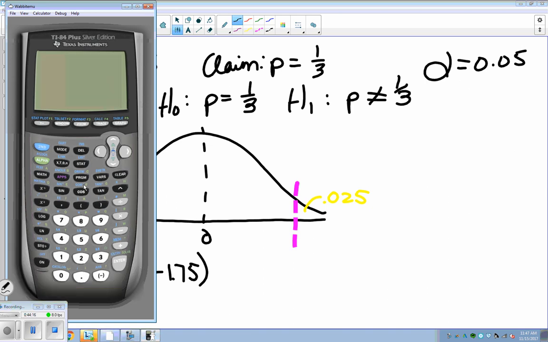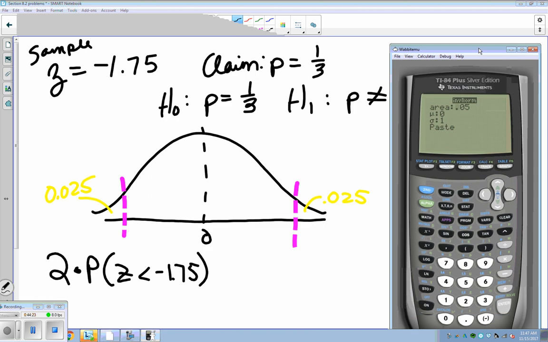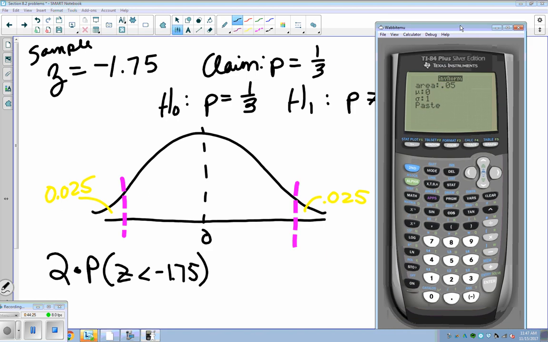Again, we're looking for that area. Second, we're going to come down here to inverse norm. What am I putting in for my area? Oh, I'm sorry, I'm going backwards, aren't I? I want to do the normal distribution. I was getting ready to get my p-value, wasn't I? I mean my area there. Second distribution, negative into negative 1.75, and that'll give you the one to the left. And you need to multiply that by 2, that'll give you both of them.